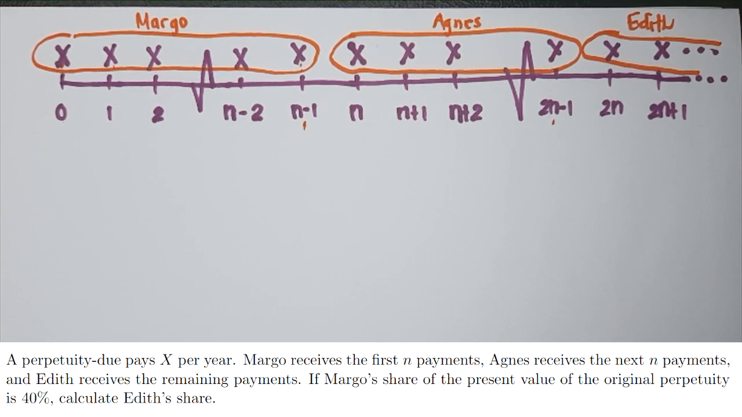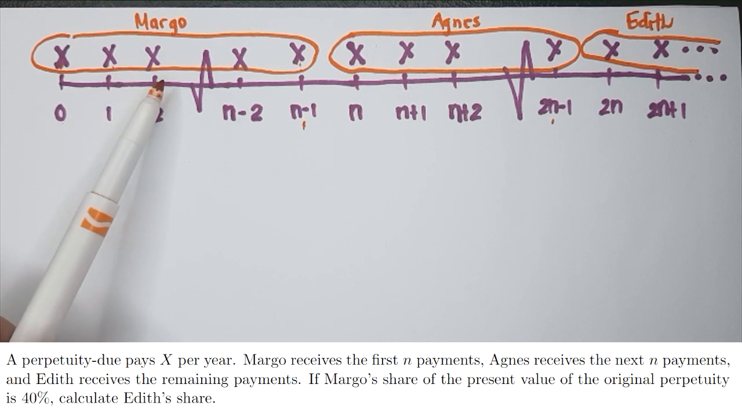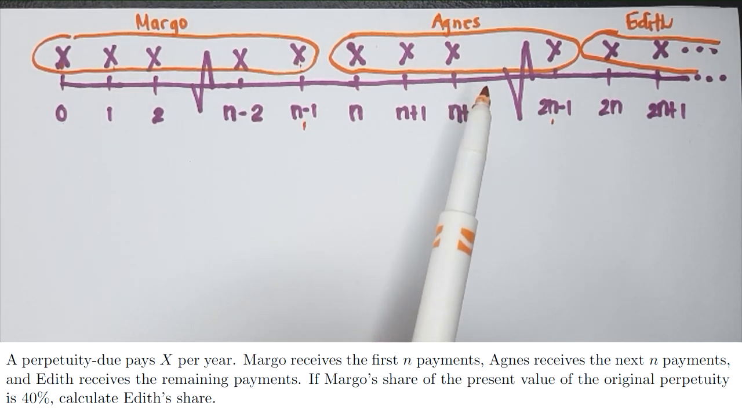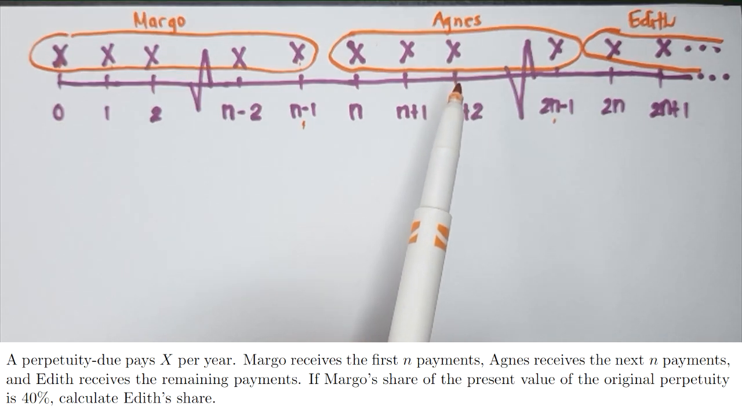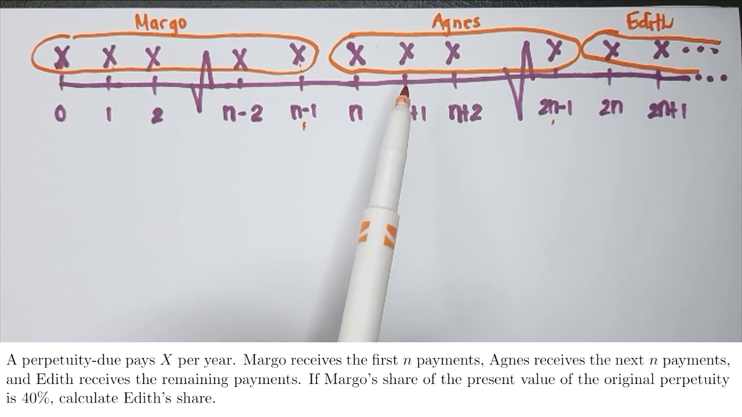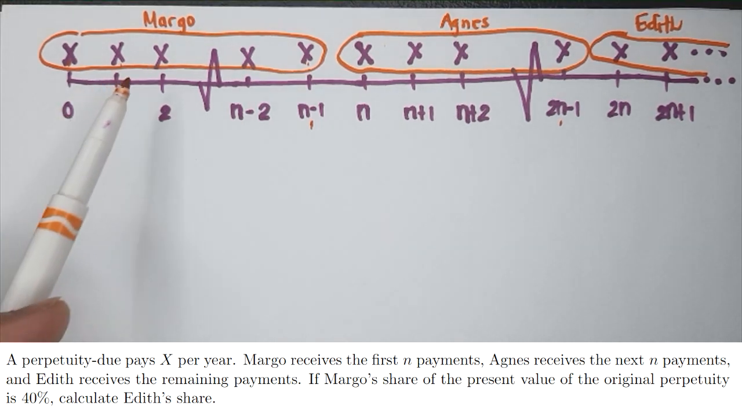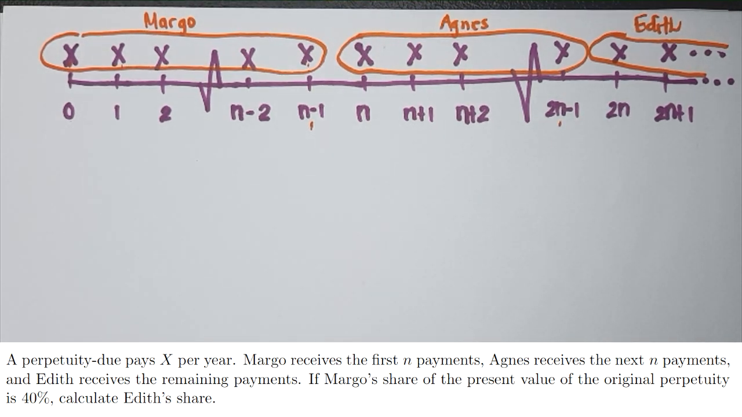Calculate Edith's share. So, baka i-argue nyo dito na, since si Margo, N payments ang na-receive niya at ito ay 40%, si Agnes, N payments din ang natanggap niya. So, ibig sabihin, 40% din to of the original perpetuity. So, therefore, 40 plus 40, so that's 80, 20% yung kay Edith. Okay? That's wrong. Why? Because they received their N payments of X at different times.